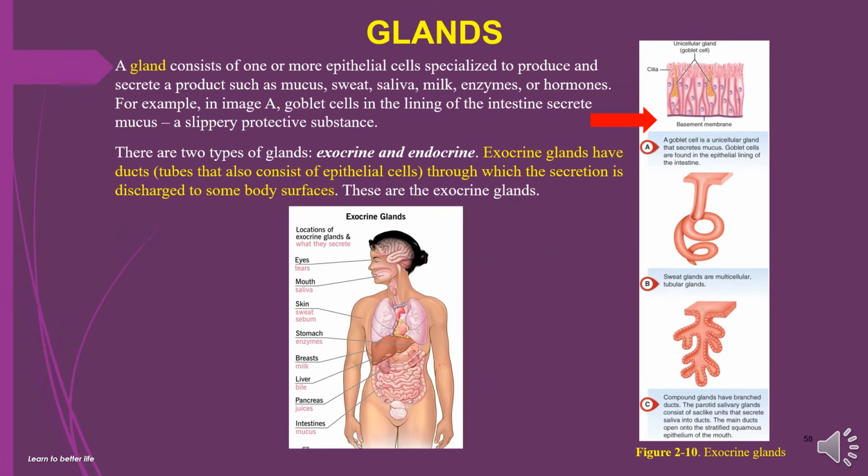A gland consists of one or more epithelial cells specialized to produce and secrete a product such as mucus, sweat, saliva, milk, enzymes, or hormones. For example, in Image A, goblet cells in the lining of the intestine secrete mucus, a slippery protective substance. There are 2 types of glands: exocrine and endocrine. Exocrine glands have ducts, tubes that also consist of epithelial cells, through which the secretion is discharged to some body surfaces. These are the exocrine glands.